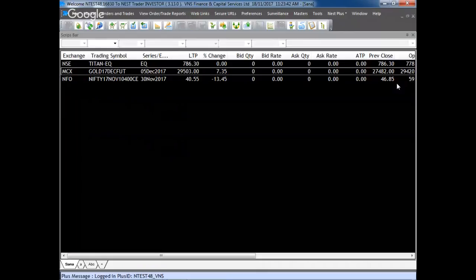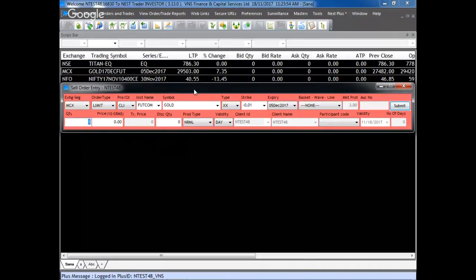Hence, there are no questions in the chat window. So let's move forward to the sell stop loss. To get the sell window, you have to use F2 from your laptop. So this is the sell order window. And in the order type, you will get an option of stop loss.